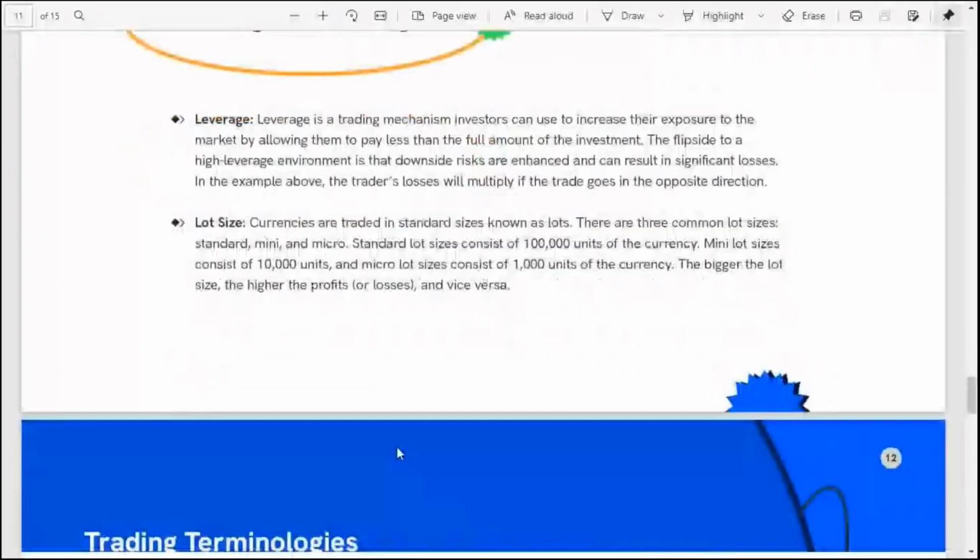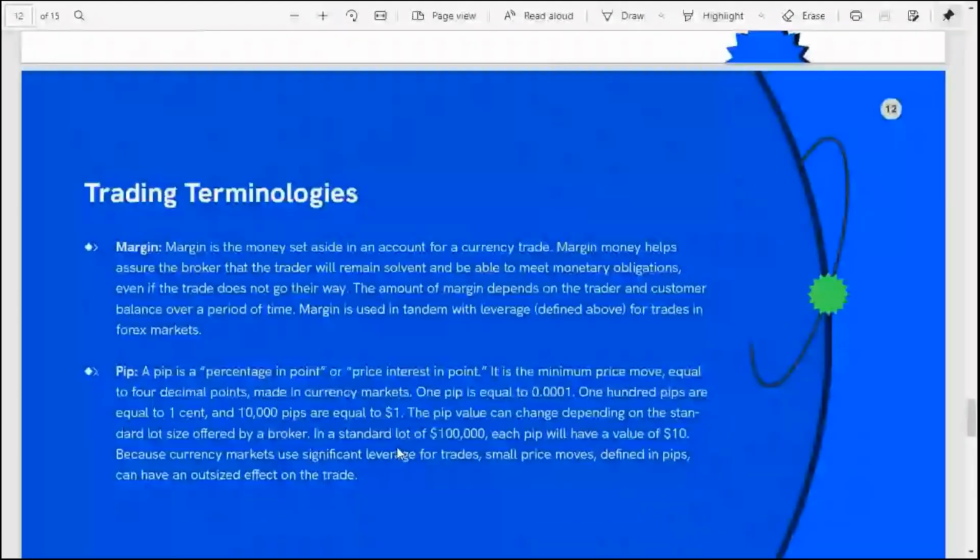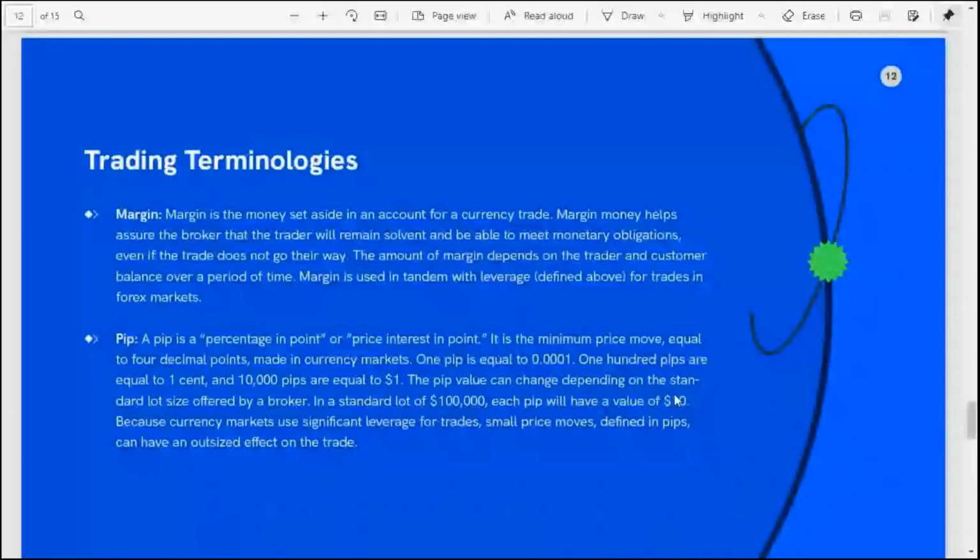Now, margin. Margin is the money set aside in a trading account for a currency trade. Margin money helps assure the broker that you will manage your risk and meet every monetary obligation, even if the trade does not go your way. So basically, it's just like a collateral. It's basically a collateral that you will not misbehave.